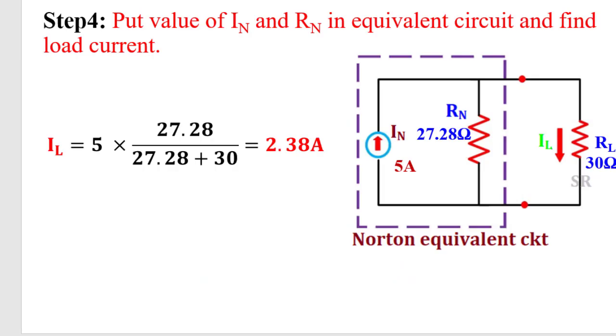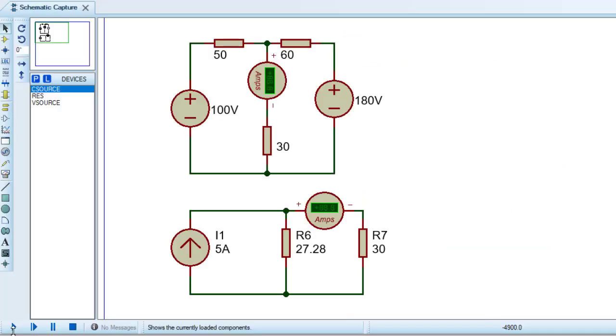What was my ultimate result? The ultimate result was that the load current is 2.38 ampere. Now running the simulation and see. In the main circuit the current is 2.38 ampere, and in the Norton equivalent circuit the load current is the same, 2.38 ampere. So my calculation is perfect.